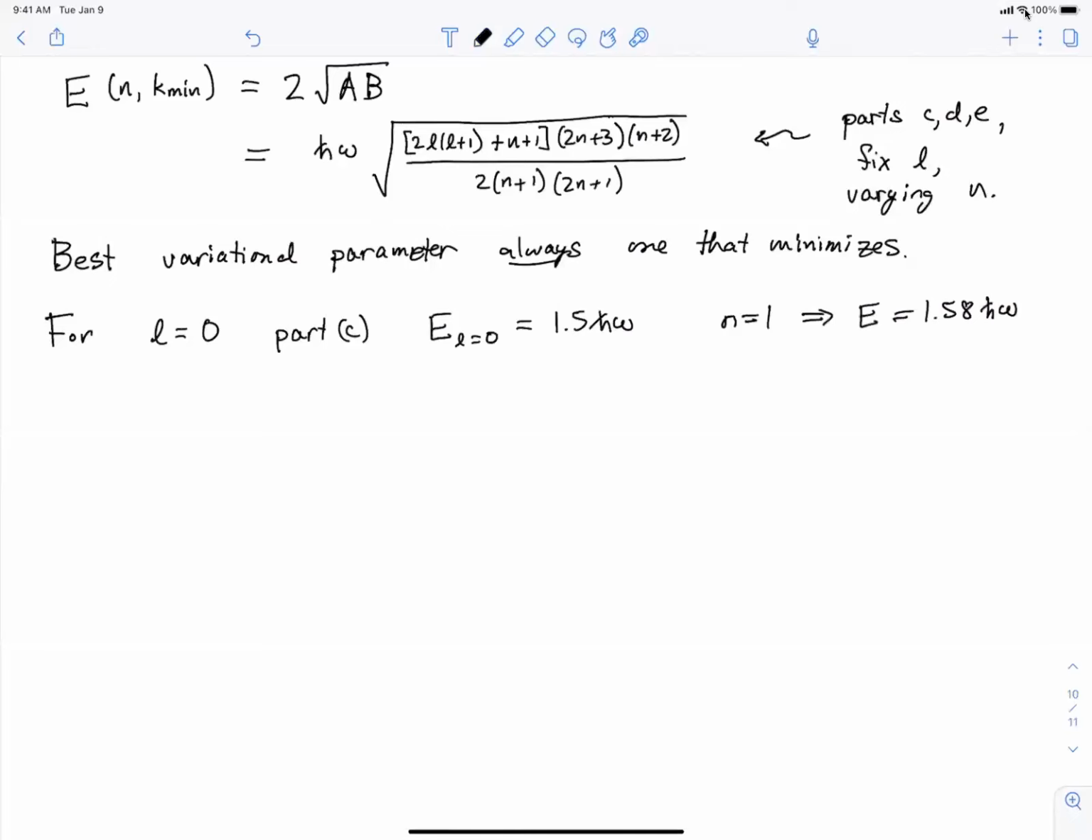So even though it was a terrible attempt at a trial wave function, this is the key lesson of the variational principle: even bad guesses give you good answers for the energy, because 1.58 is not that far from 1.5. And in fact, it gets better as you go to higher angular momentum. And again, the reason we can treat different angular momenta differently is because the angular momentum commutes with the Hamiltonian. And so we can do the variational principle separately for each different value of L.